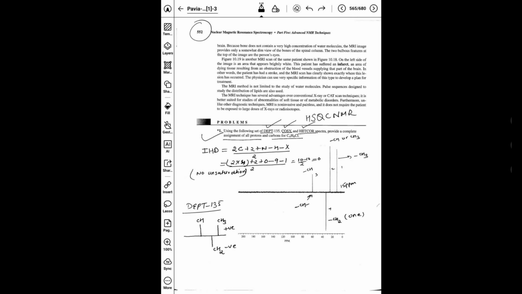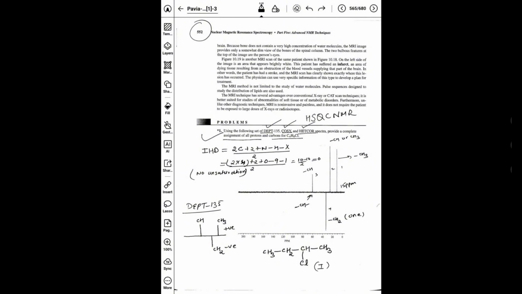So let's try to assign the structure of this compound. So one is CH3, and then it has CH2. After that, around 60 ppm, it has CH. So probably this one is attached to the chloro, and then it has another methyl group. This is the only one possibility.